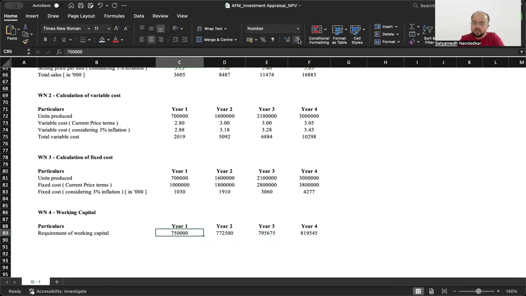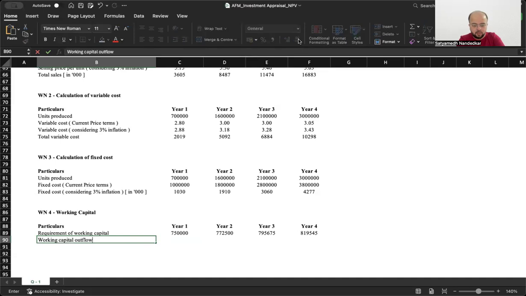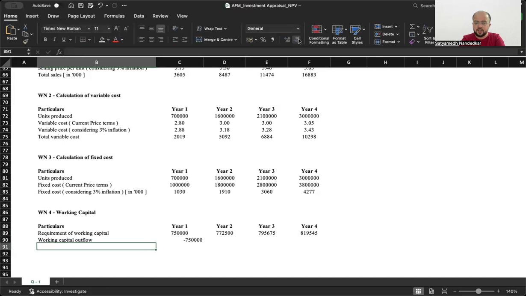Year 1 में आपको कितना working capital चाहिए? 7,50,000. So, working capital outflow. In year 1, you need 7,50,000. The business has just started in year 1. So, how much working capital would you need year 1 में? Starting में at the start of the first year, when you commenced the business, then you had no investment in working capital. अभी आप 7,50,000 डाल रहे हो. So this is the total working capital required.